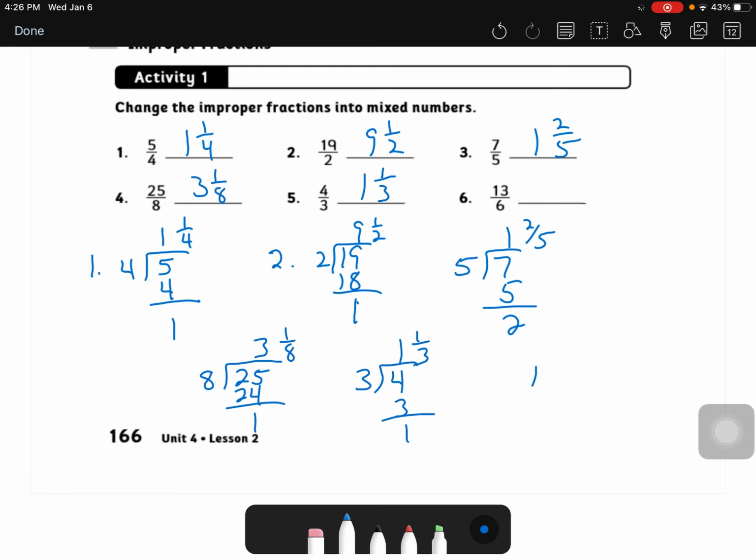And for number 6, I've got 13 divided by 6. 6 goes into 13 twice. 2 times 6 is 12. And 13 minus 12 is 1, so it's 2 and 1/6. Okay, so that's just a review. We did that in the last chapter.